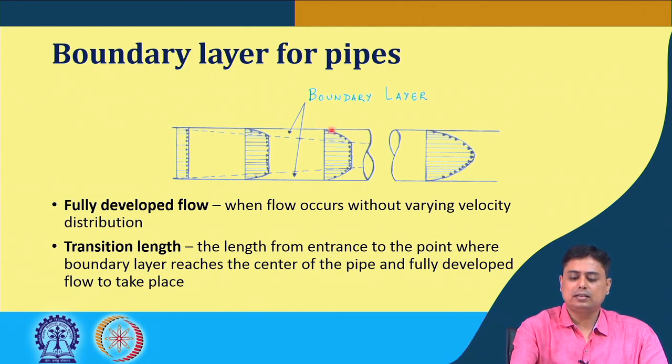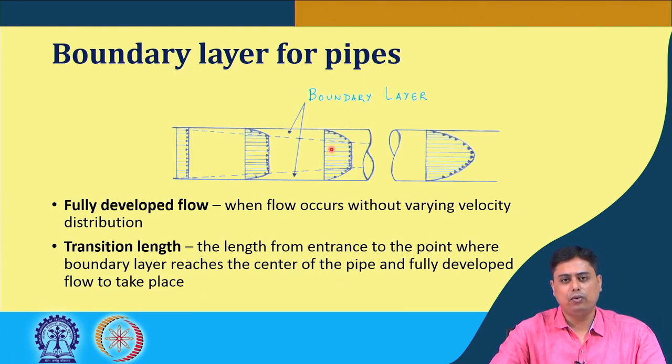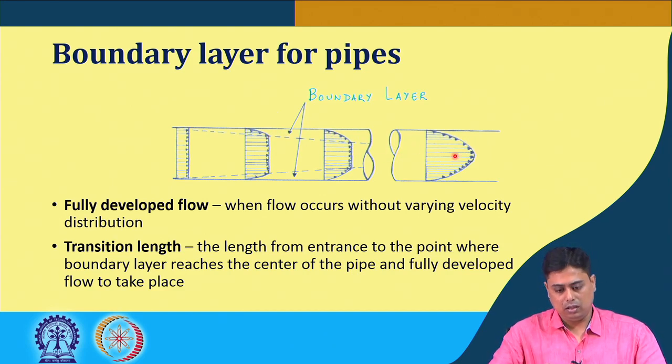So, there is a substantial velocity gradient, and here the bulk fluid flows in a rod-like manner, and after a certain distance this boundary layer basically comes to the center of this pipe or the conduit, and then the fully developed region happens.